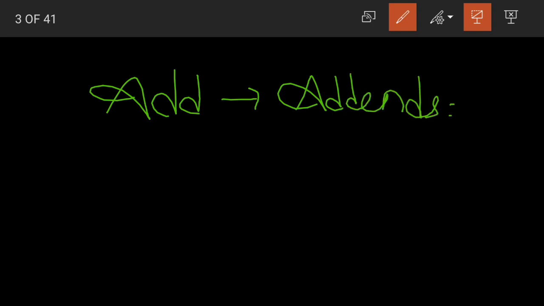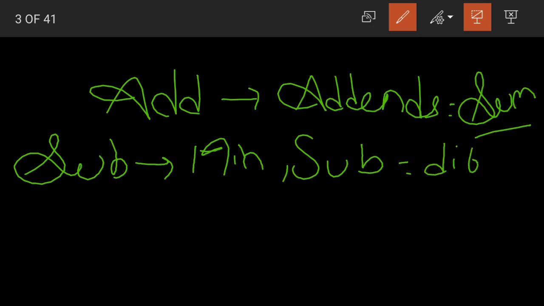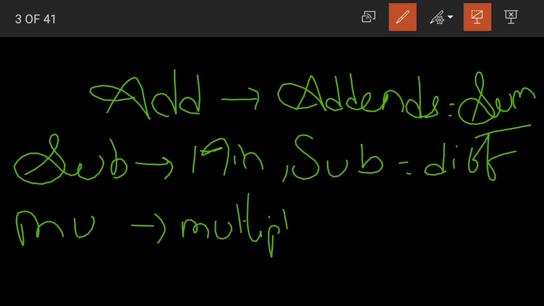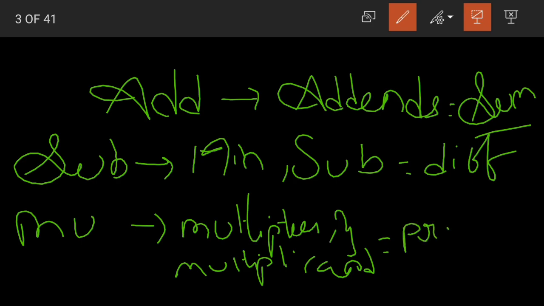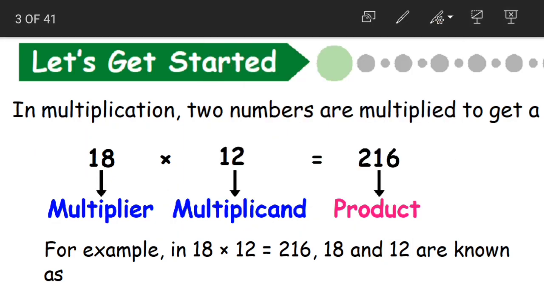Now see, when we add two numbers, the numbers are called addends. Yes or no? The numbers which we are adding are called addends, and the answer is called the sum. In the same way, when we are subtracting, the bigger number is called the minuend and the smaller number is called the subtrahend, and the answer is called what, children? Difference. In the same way, when we are multiplying, the first number is called the multiplier, the second number is called the multiplicand, and the answer we get by multiplying these two is called the product. Okay children, this is the basic introduction about multiplication.